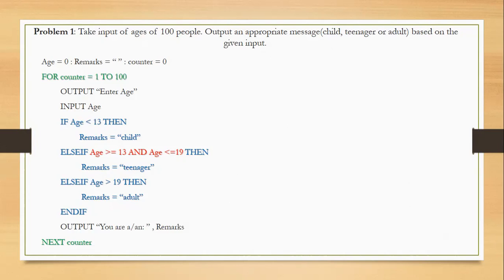Now, this is a question that deals with input of 100 people's ages. Based on this, you're going to decide a message: child, teenager, or adult. And this is based on what you can see in blue. Can you tell me which logic is used that is mentioned in blue? The three logics: sequence, selection, repetitive. So which logic is shown in blue?